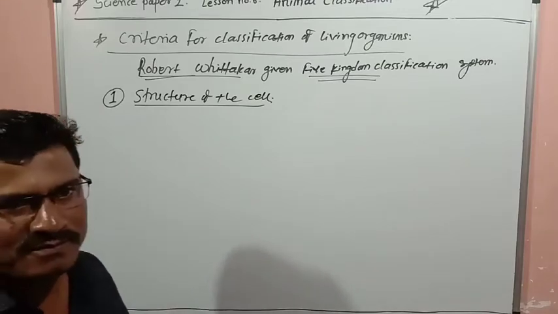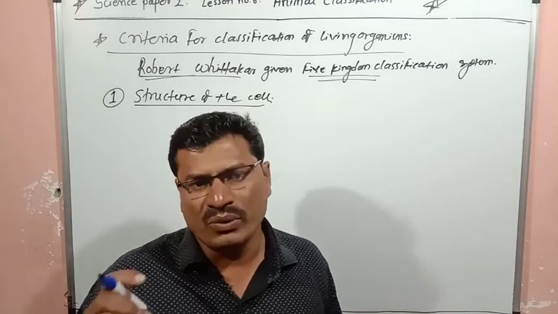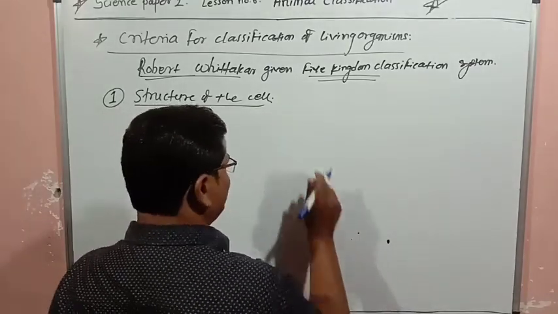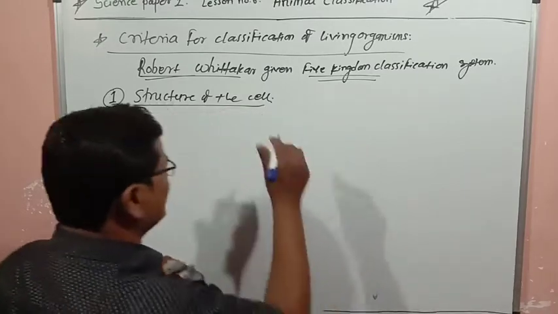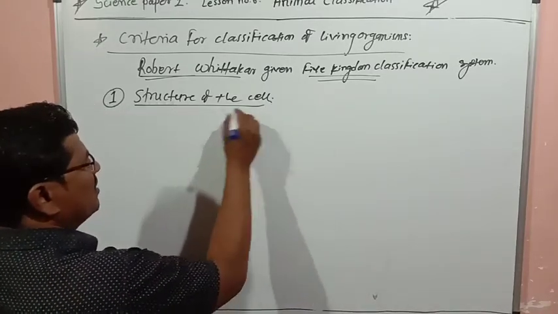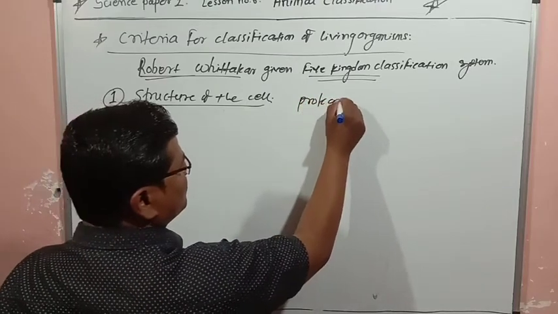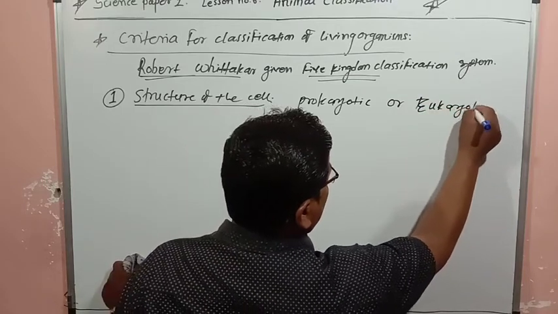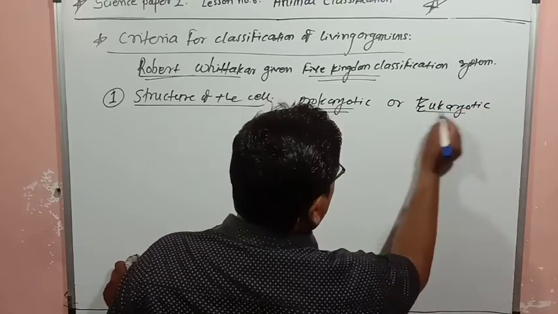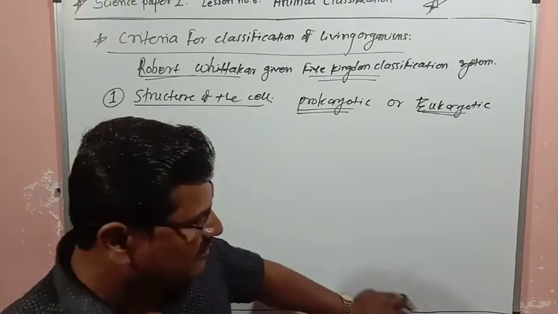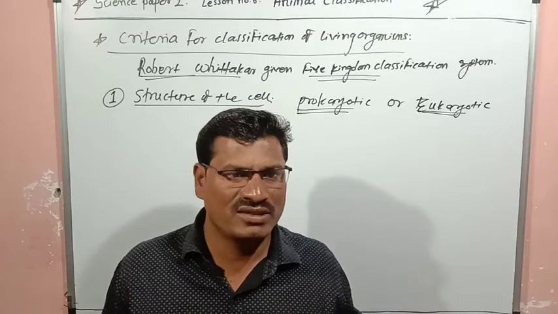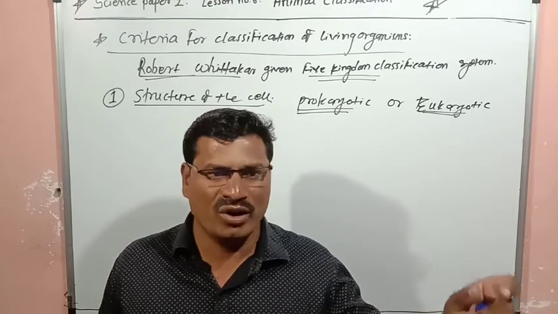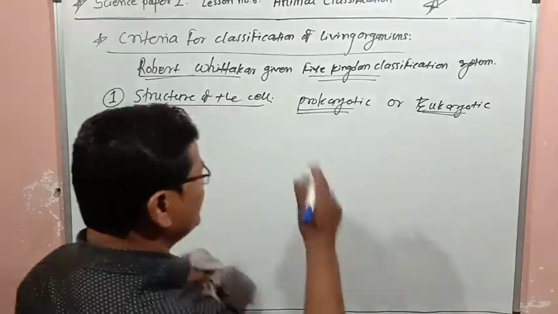In the structure of the cell, the first thing is whether the cell is prokaryotic or eukaryotic. So what is meant by prokaryotic and what is meant by eukaryotic? A prokaryotic cell is a cell which does not have a well developed nucleus and nuclear membrane, and not all cell organelles are present. That cell is called a prokaryotic cell.